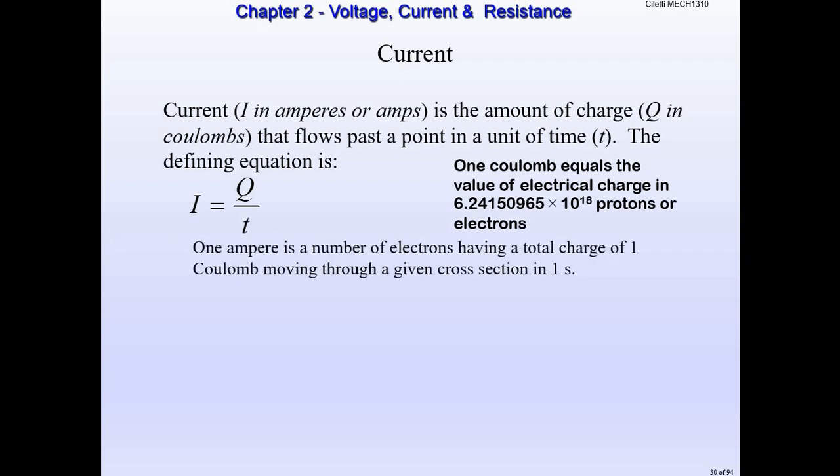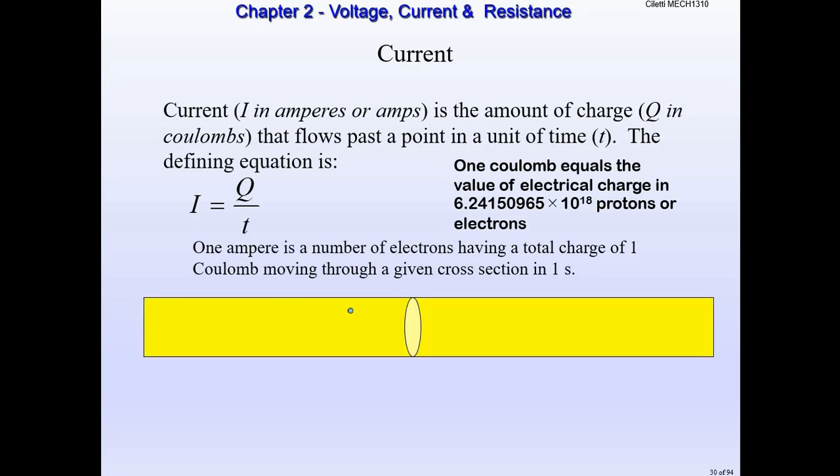So 1 ampere is the number of electrons having the total charge of 1 coulomb moving through a cross-sectional area in 1 second. Think of if we cut a wire and we were just to try to observe what's going on. Let's say that this is our wire and we have a cross-sectional area. You can kind of see those little white dots flashing. That's really what's going on. Those are our little coulombs of charge there.